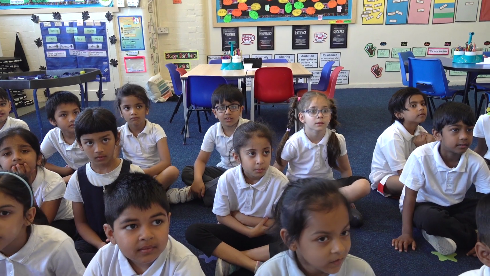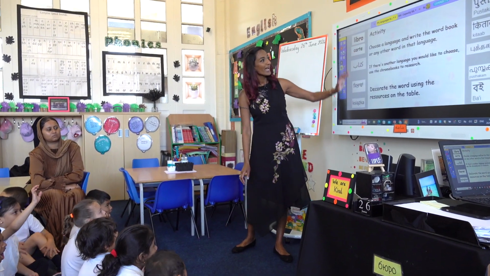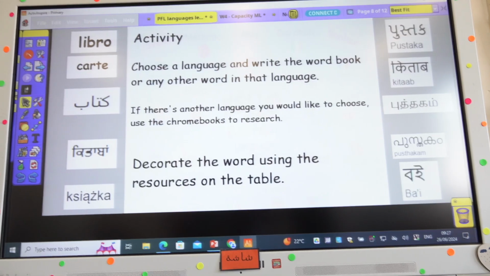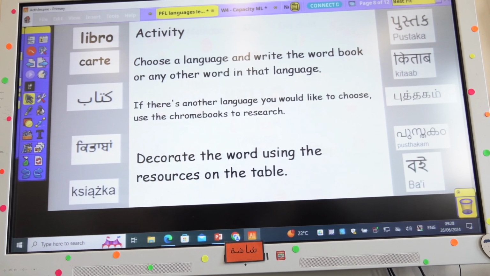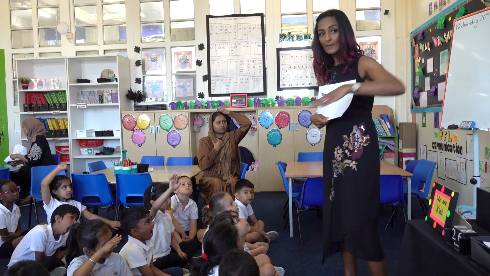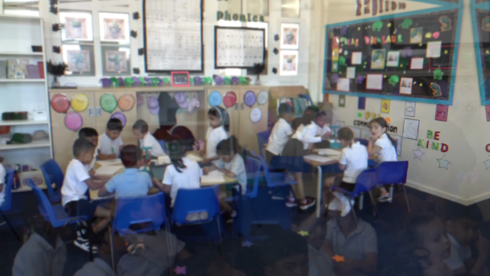Our activity today, which you're going to do at your tables, is you're going to choose a language and write the word book in that language, and then you are going to decorate it, okay? Then maybe we can use your words and we can display it around our reading area, okay?